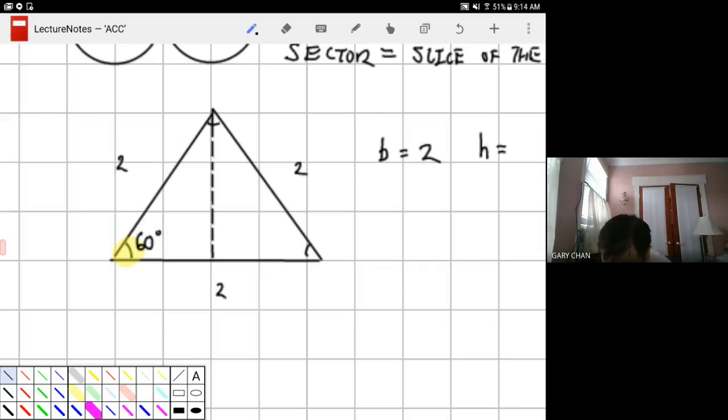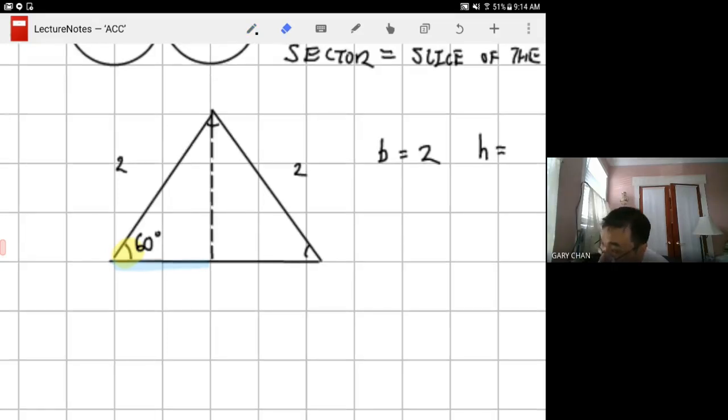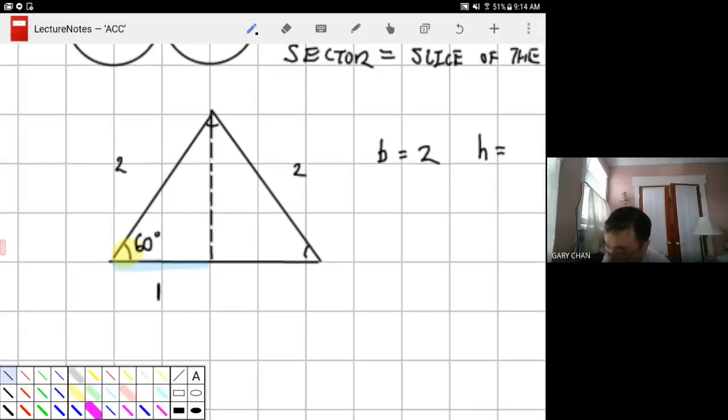And what is the length of this side length that I'm highlighting right now? Just that portion. 1. That side length would be 1. So therefore this is 1. And we're looking for the height here. This is h.